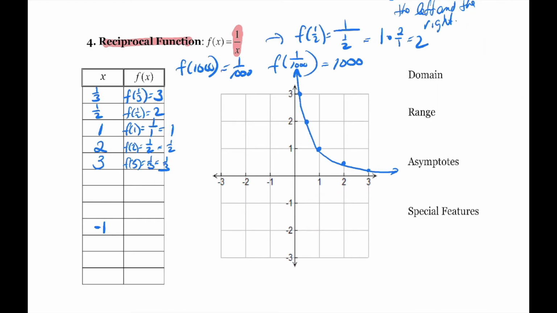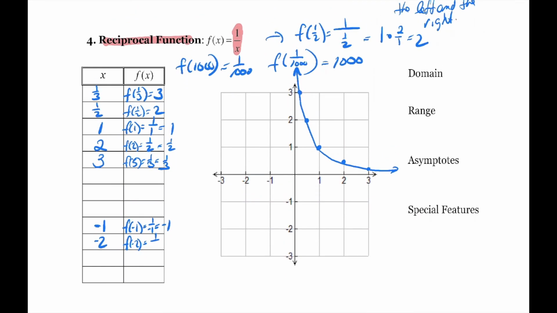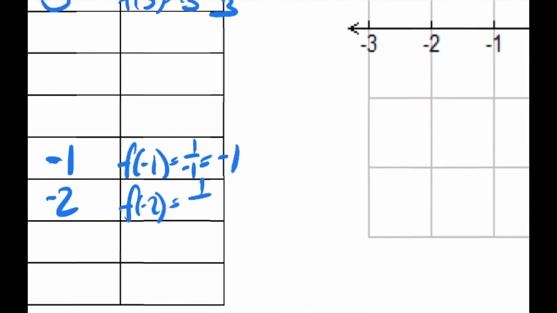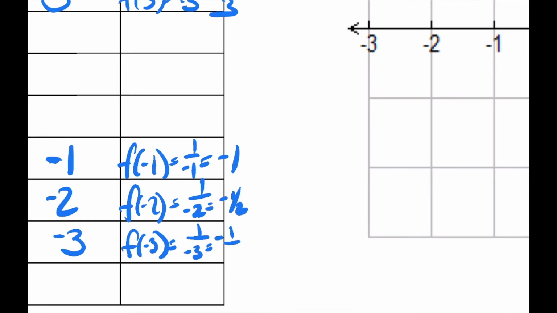And we think, well, is that even possible? Well, let's look at it. f of -1 is going to be 1 over negative 1, which is negative 1. So it is possible. In this case, we get a negative answer. Likewise, we're going to go down by negative 1. So f of negative 2 is going to be 1 over negative 2, which is negative a half. And f of negative 3 is going to be 1 over negative 3, which is negative a third.